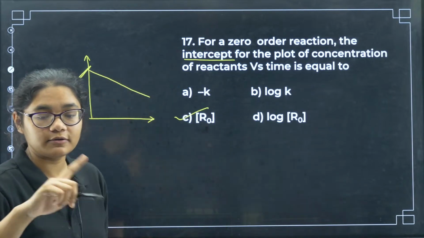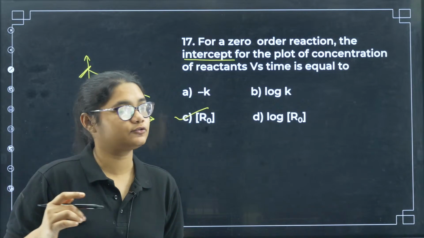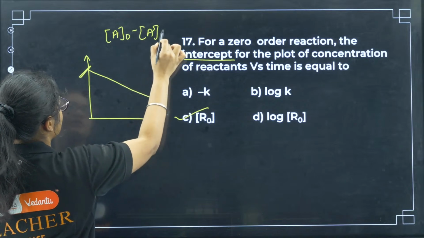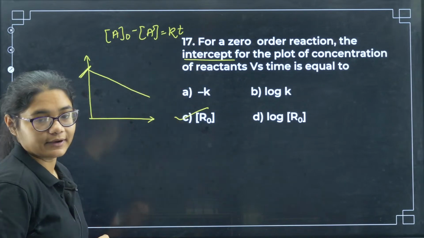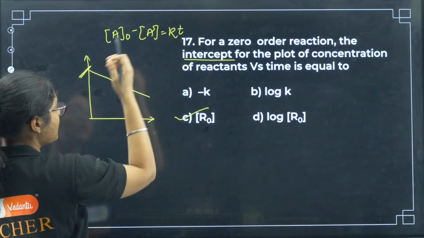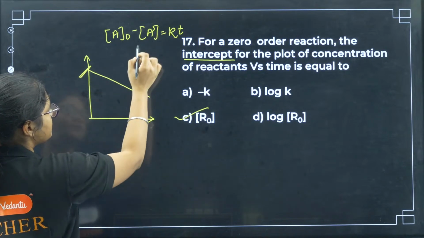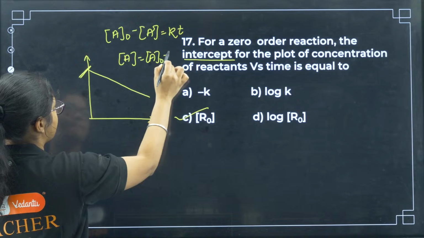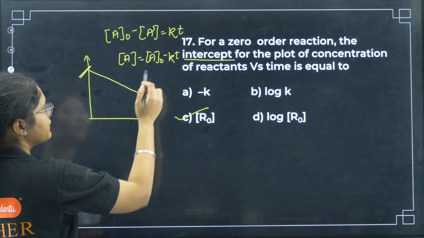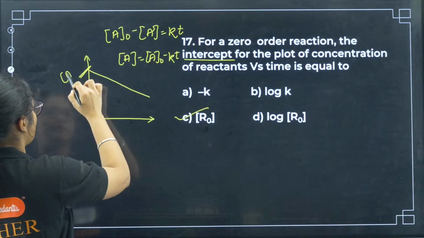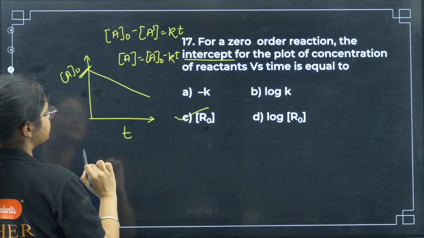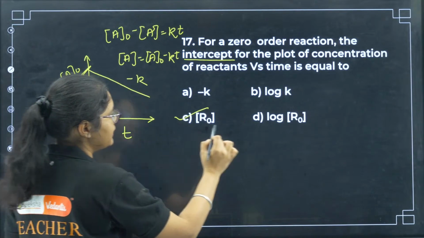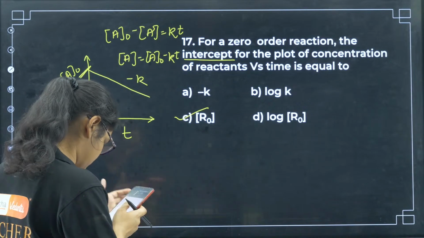We have A naught minus A is equal to KT, right? Now I can write this equation as A is equal to A naught minus KT. This value will be A naught, this axis is t, this side is A, and the slope is minus k. So the y-intercept is your R0. Yes, all of you are correct here.